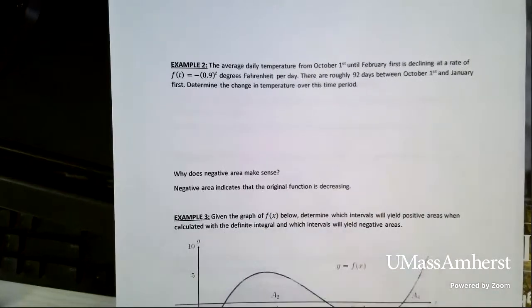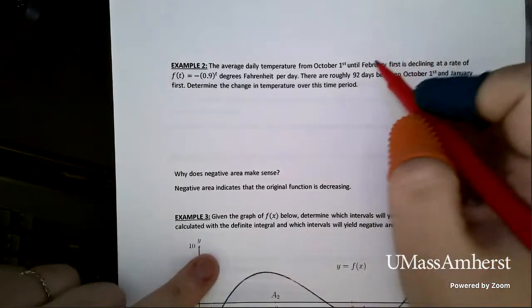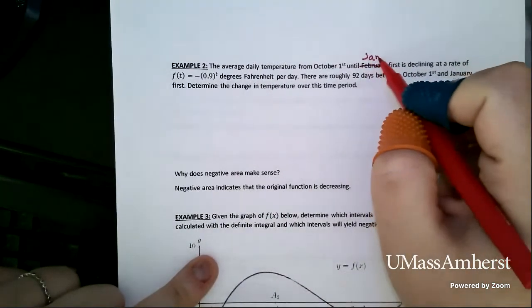So the average daily temperature from October 1st until February 1st is declining at a rate of f of t equals negative 0.9 to the t degrees Fahrenheit per day. There are roughly 92 days between October 1st and January 1st. Oh, I think that was supposed to say January. Determine the change in temperature over this time period. Okay, so I think this one was supposed to be January. Sorry about that.